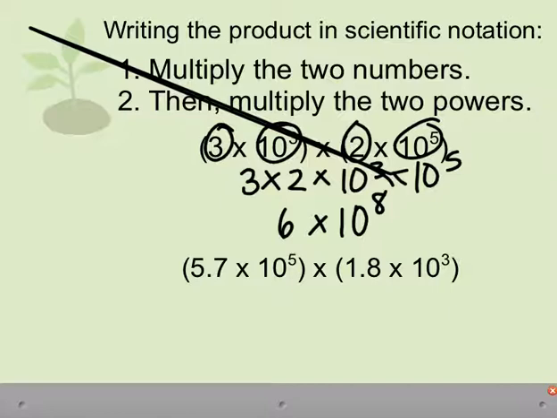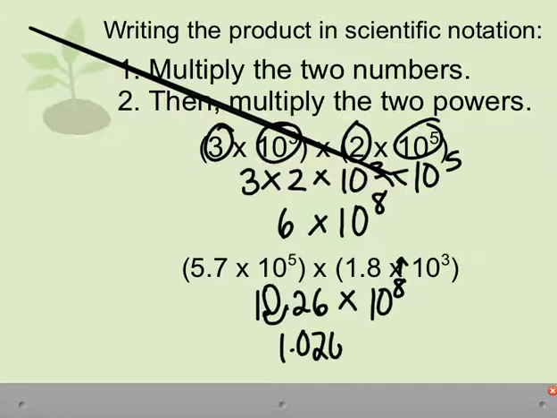But what happens if we multiply them together and we get something that is not in proper scientific notation? Like if we take 5.7 and multiply it by 1.8, I get 10.26, and we have that times 10 to the 8th. Now that's not in scientific notation, so I need to move my decimal back. So I move my exponent up. So 1.026 times 10 to the 9th.